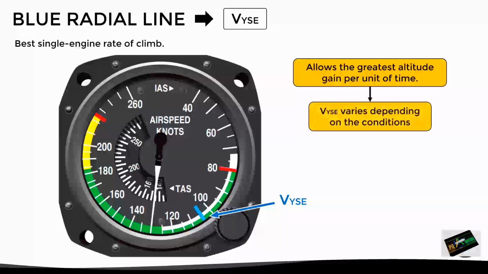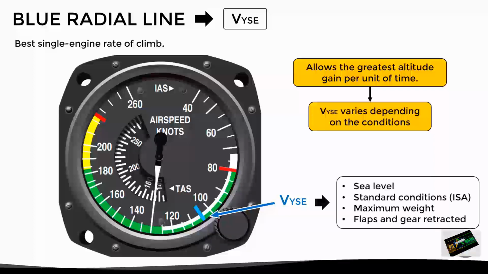on conditions. So, the speed marked in the instrument with the blue line corresponds to the actual VYSE only under the following conditions: sea level, standard conditions, maximum certified weight, and flaps retracted. If any of these conditions change, the VYSE will also change. So the pilot must take this into account when operating the aircraft in different scenarios.